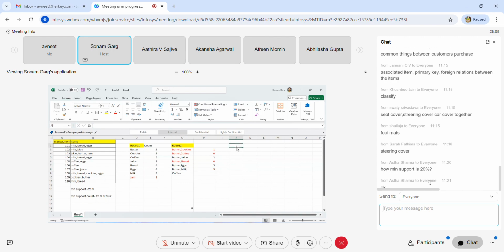In round 3, what will happen? You will combine these now: butter and juice with butter and eggs. Butter is common, so I'll take butter, juice and eggs this time. And repeat the same process until we are exhausted with all the combinations. The final result which you get becomes your frequently occurring item set.